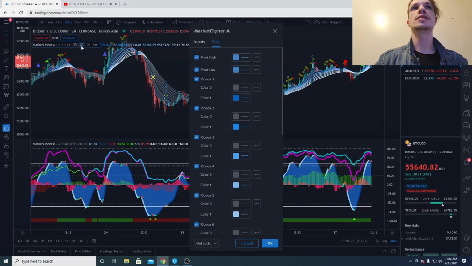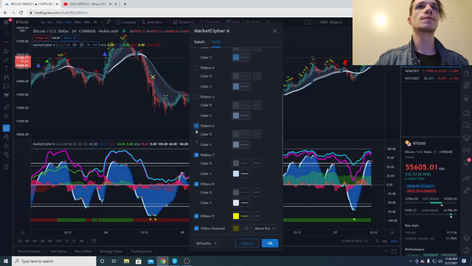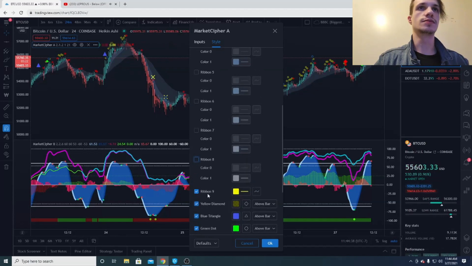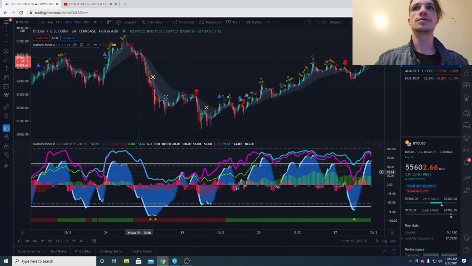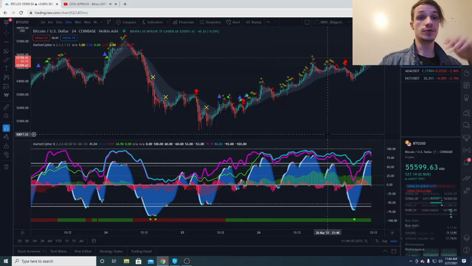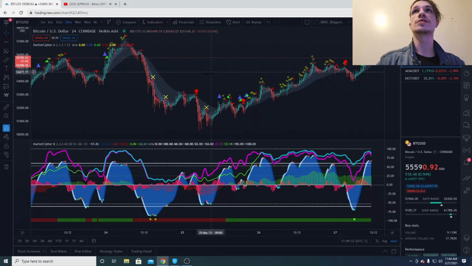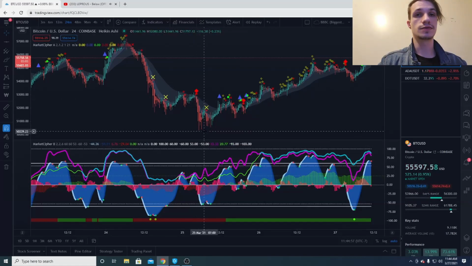So we're going to do a little bit of editing to our SR. I don't do much editing to it. So I just take these ribbons off. I leave only one ribbon on, which is my 9 ribbon. All right, my ribbon 9. So save it as default, and then you save this as default. Boom, okay. So now I have the two indicators that I use for Market Cipher, which is Market Cipher A, Market Cipher B. I do not use Market Cipher SR.